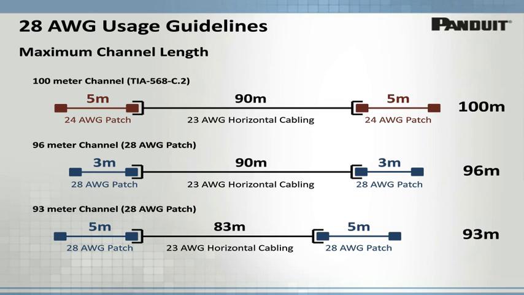Now, these 96 and 93 meter lengths, which are 96% and 93% respectively of the 100 meter channel, tie back to our giving up 7% to get more than 100 back statement. So those are the 2 pieces of that value proposition when using 28 gauge cabling.